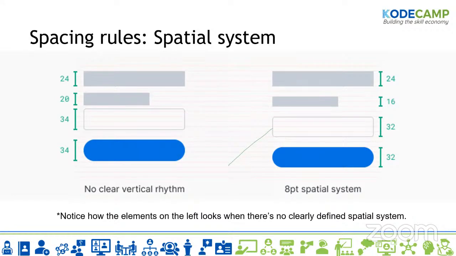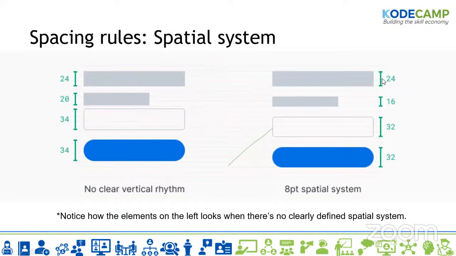But then look at the one on the right. This one is using the 8-point grid system. That's why we have 24, we have 16. You're not seeing something like 30 here or 34. But then this one doesn't really have a clear pattern that it's following. We're just seeing 20, 24, 34. Whereas this one is actually following this point system, this 8-point grid system. That's what we have here.